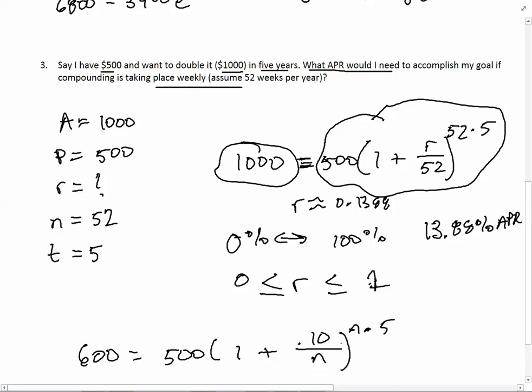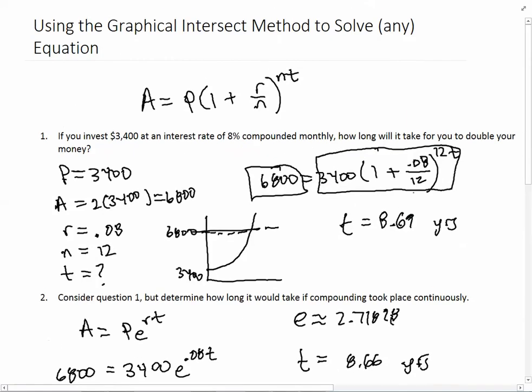Okay, well, same thing here. I could set this up, except I'll have two x's, one in the exponent and one in the denominator. And again, I could do the intersection feature and figure out what value of n, how many times I need to compound a year, in order to accomplish this goal. So just a few examples. Hopefully this has been helpful, and we'll go ahead and stop there.